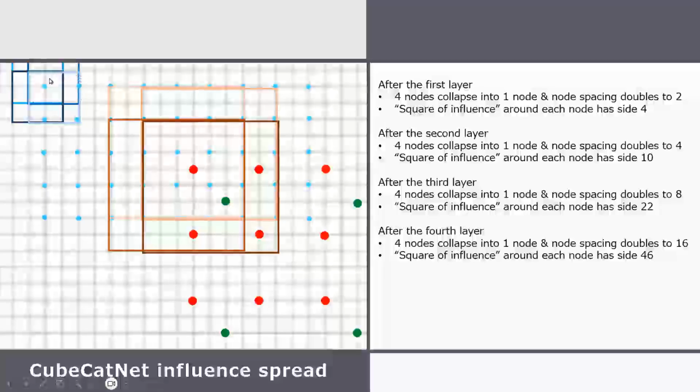Now, when you do the max pooling, it's taking the results from these 4 kernel outputs and finding the best one. So it's actually looking at information from a 4 by 4 region. Right. So after the max pooling, I can say the square of influence around each node has side 4. Each output of that max pooling really is looking at 4 by 4 squares of original pixels.